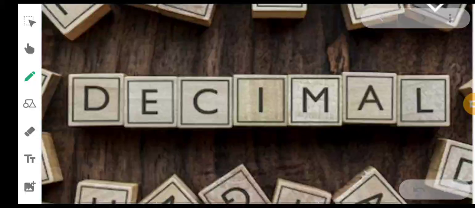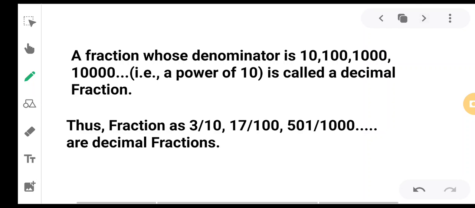Students, today we are going to learn about decimals. As we already learned about numbers, for example, natural numbers, fractions, and whole numbers, today we are going to learn about decimals. In this video, students, you will learn about decimal numbers, how to represent decimal numbers on a number line, and the expanded form of decimal numbers.